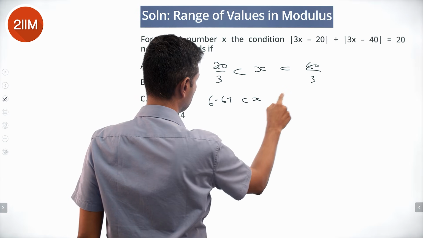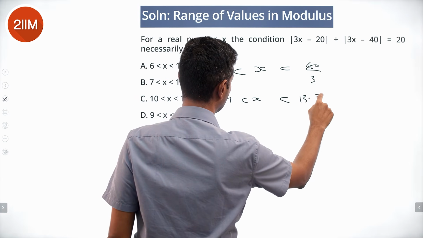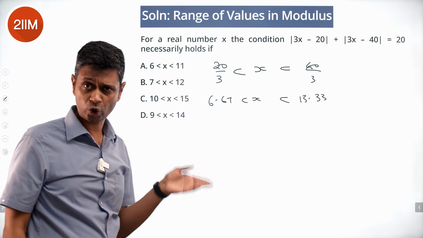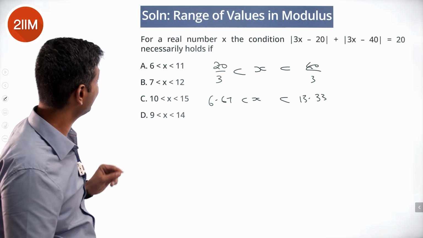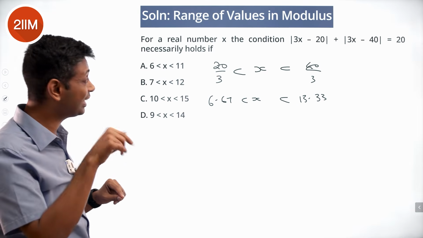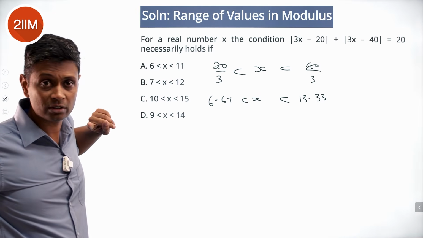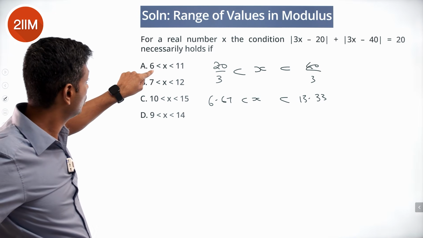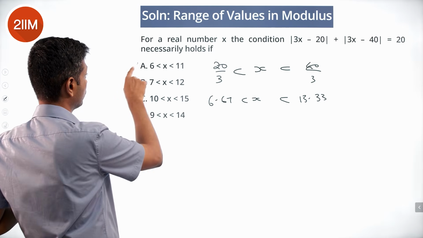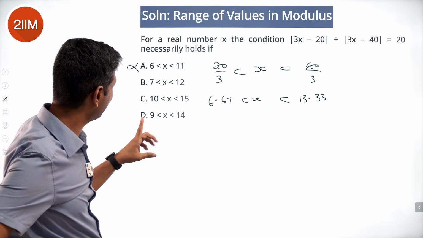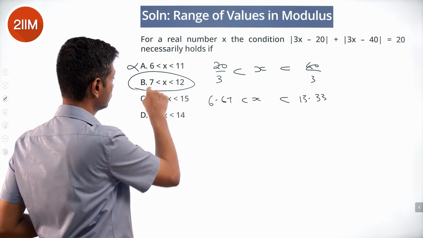6.67 less than x less than 13.33. Obviously that's not there in the choices. But the question says for a real number x, what necessarily holds. If 6 less than x less than 11, it won't work, because if I pick x equal to 6.1, it won't work. 7 less than x less than 12, this could work.